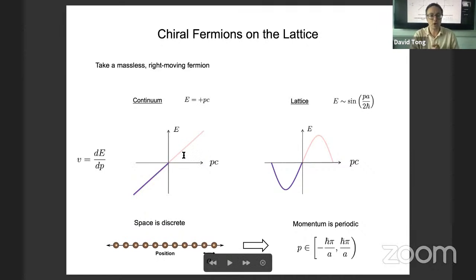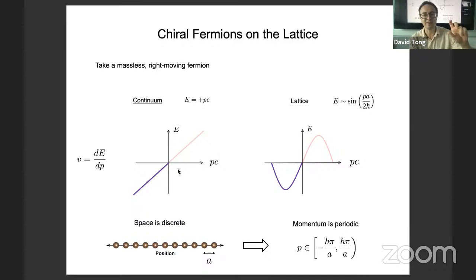Now, on the left is the picture in the continuum. If you make space discrete, something interesting happens. So I think a zeroth order fact in any solid state physics course is that if space is discrete, then momentum becomes a periodic variable.